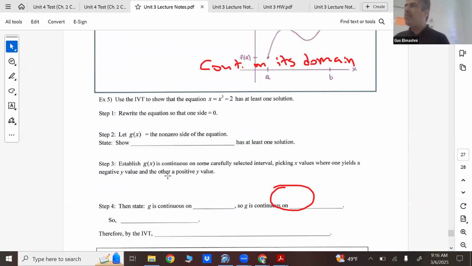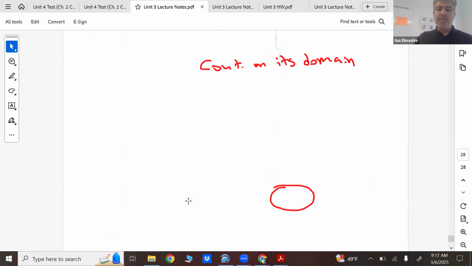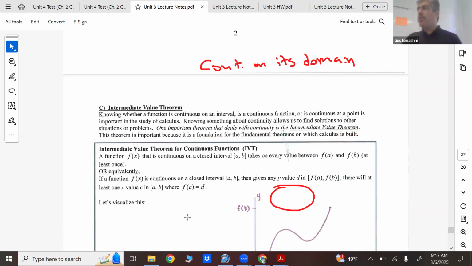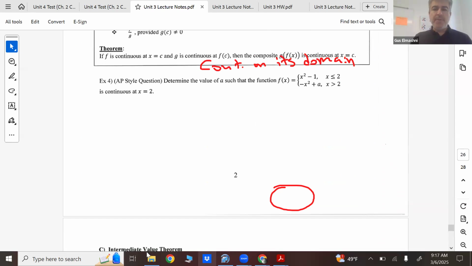IVT, I'm not going to talk about because I've already assessed IVT. In fact, I've decided I'm not going to put IVT in our test because I've already assessed that with you guys. I don't need to do it again. So even though it's here, I'm going to forego that. IVT won't be on our test, just so you know. Okay, so let's wrap this up here, and then we're done for today.